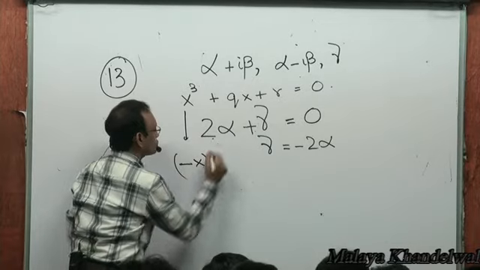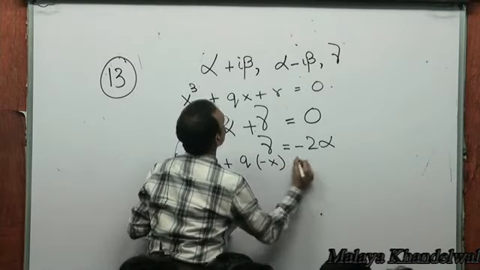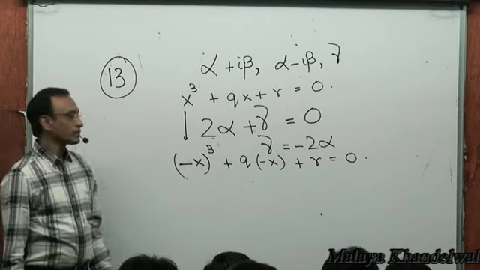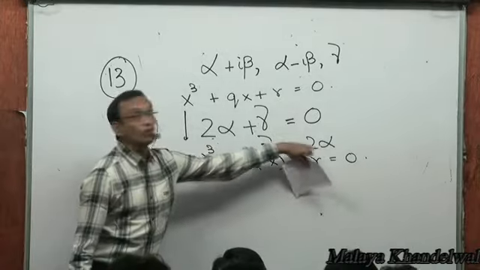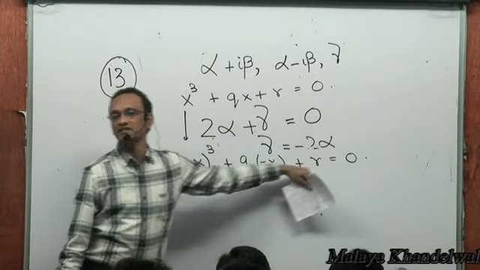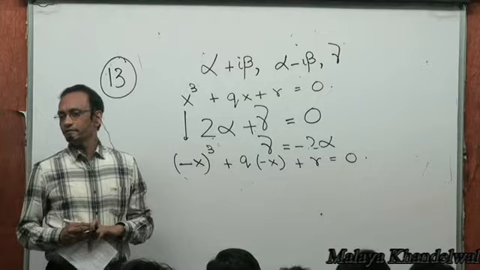So minus x whole cubed plus q into minus x plus r equal to 0. So minus x equal to minus 2 alpha will satisfy this, or x equal to 2 alpha will satisfy this equation. How's that?